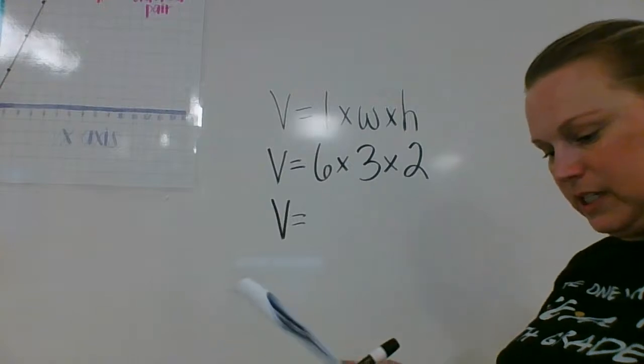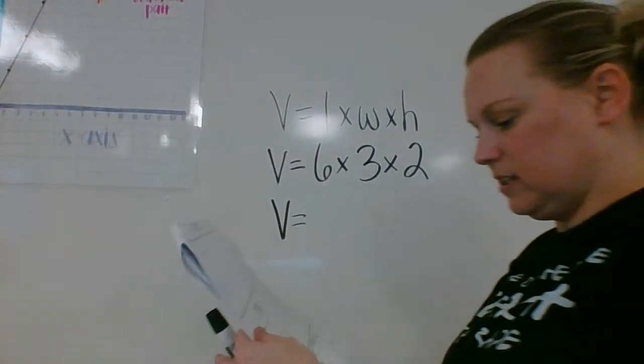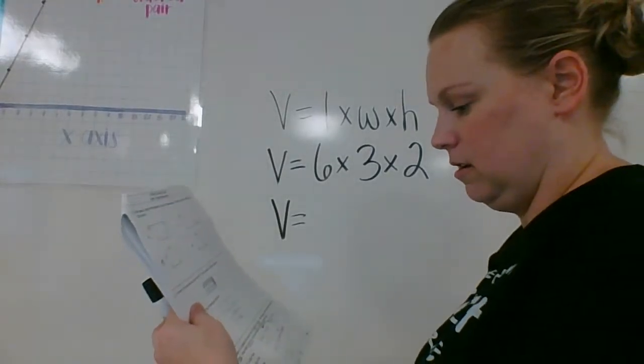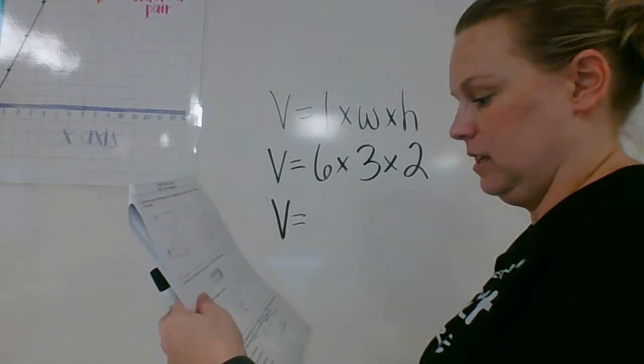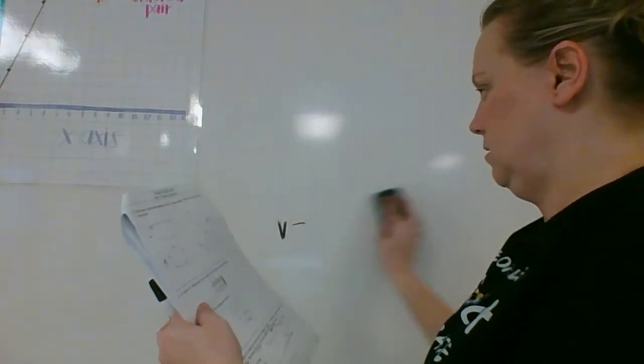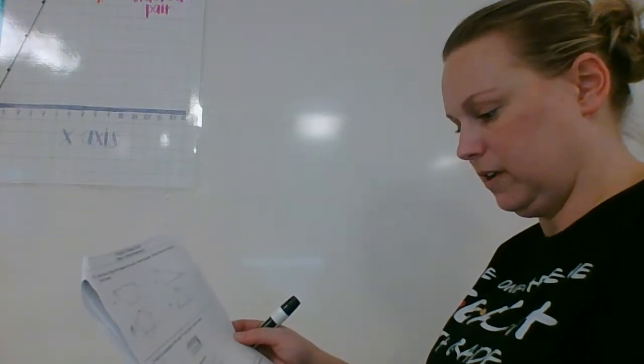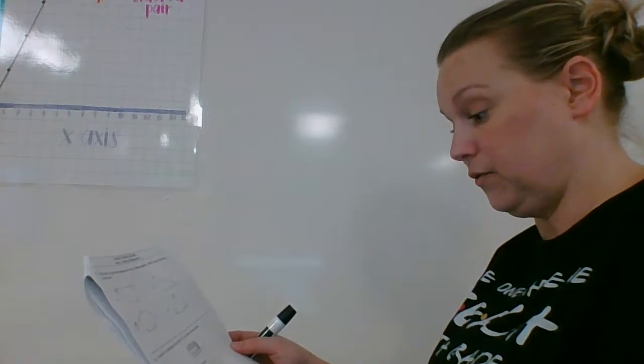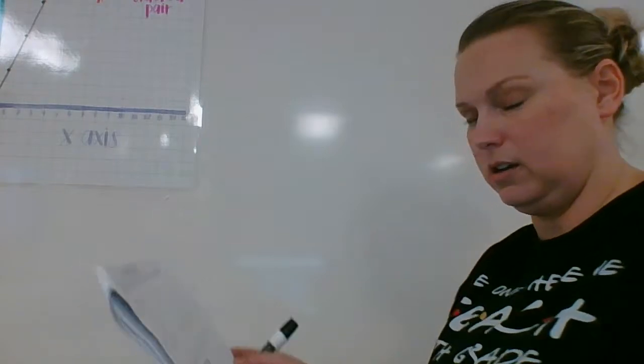And number 17, the base of a raised herb garden bed is 6 by 4 feet. The height of the garden bed is 2 feet. How many cubic feet of soil are needed to fill the garden bed?